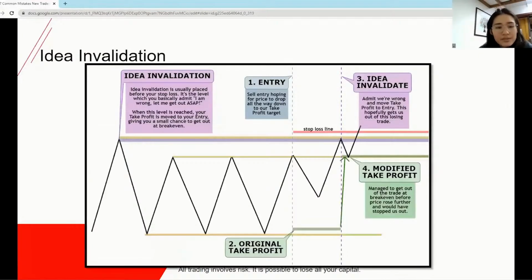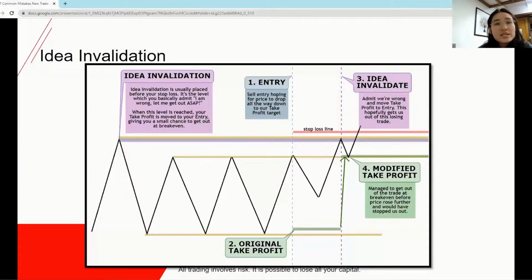Okay, here we have idea invalidation now. So idea invalidation is usually placed before your stop loss. It's the level at which you basically admit, I'm wrong, let me get out ASAP. So when this level is reached, your take profit is moved to your entry, giving you a small chance to get out at break even. It's a similar concept to what we looked at earlier, but instead of moving our stop loss to our entry, now we're moving our take profit to our entry.